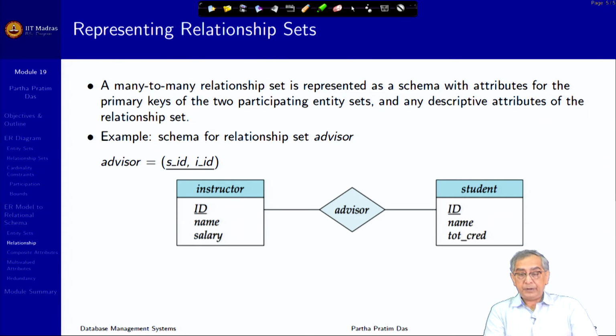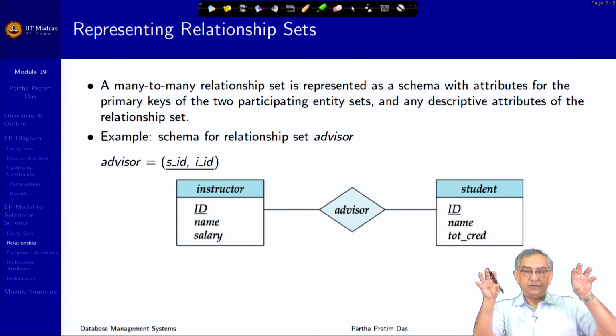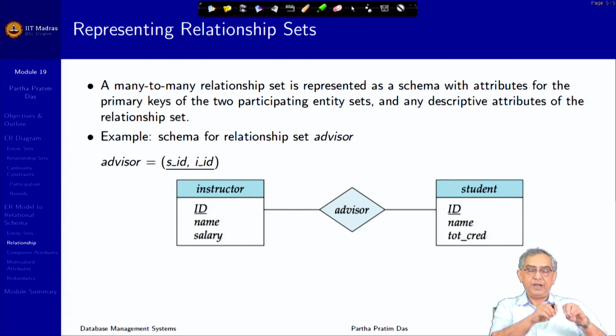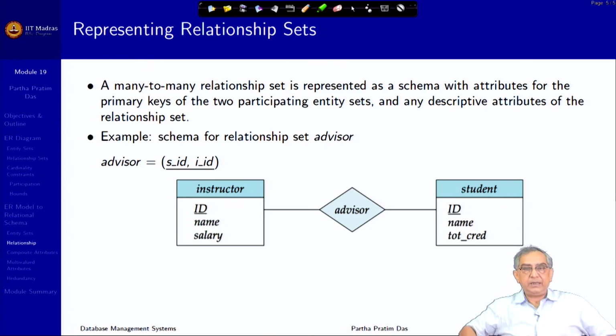Then there is a relationship. In the relationship, as I said, by default it consists of the primary keys of the relations that it is associating. So, here in advisor you have the instructor ID and the student ID. You can write it as SID and IID, or as instructor underscore ID, student underscore ID also. But the idea is you take the primary keys of the two sets and put them as attributes. So, you can see that it is a very simple thing.